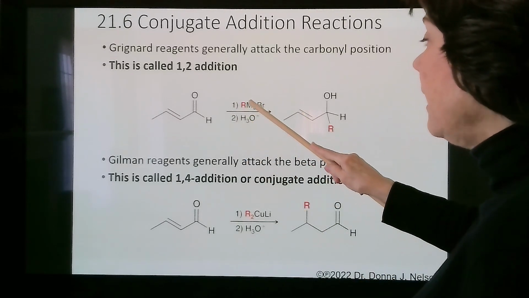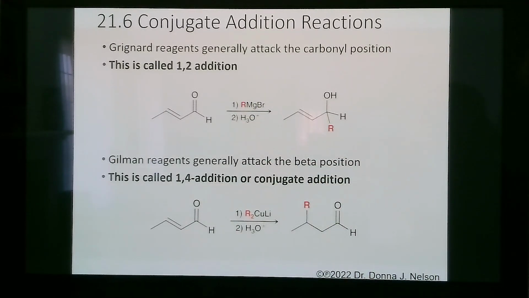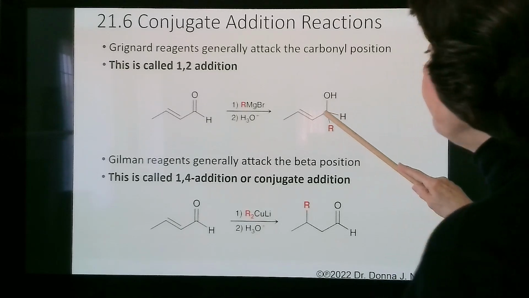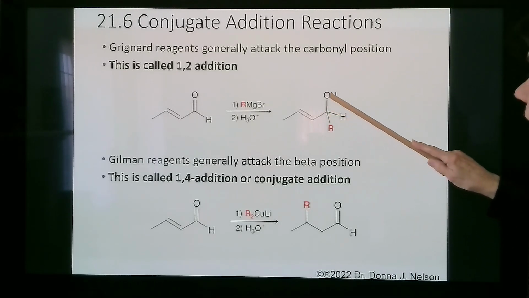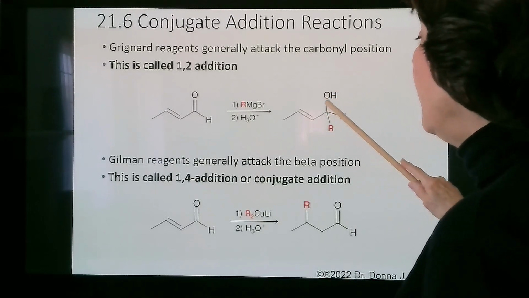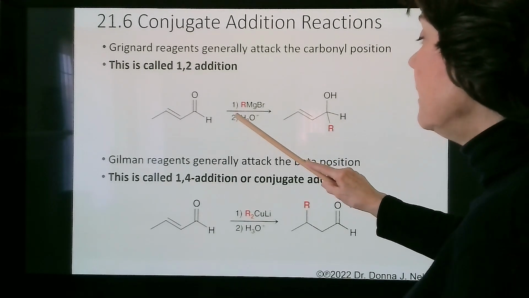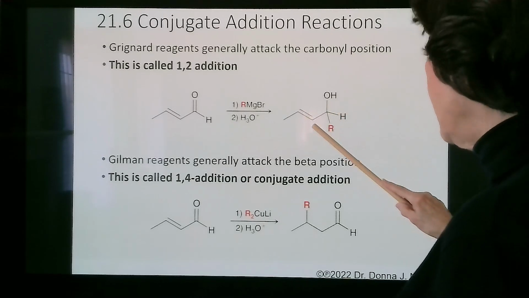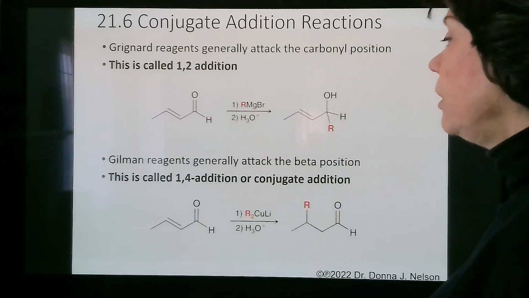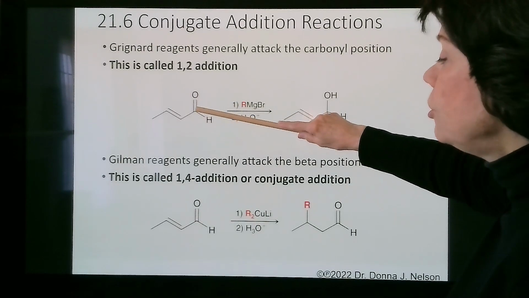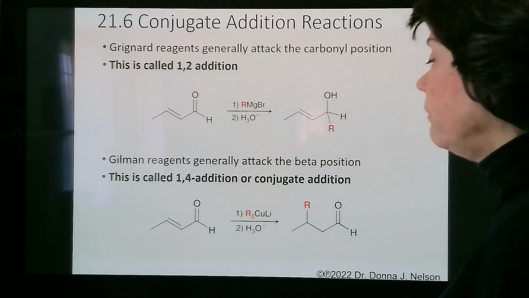And so this alkyl anion, which bears a large negative charge on carbon, will attack at the carbonyl carbon. Then you'll get the oxygen anion, the alkoxide, and that will be protonated simply by dilute acid in order to arrive at the product that is shown here. This is called 1,2 addition. Now we're also going to look at 1,4 addition.